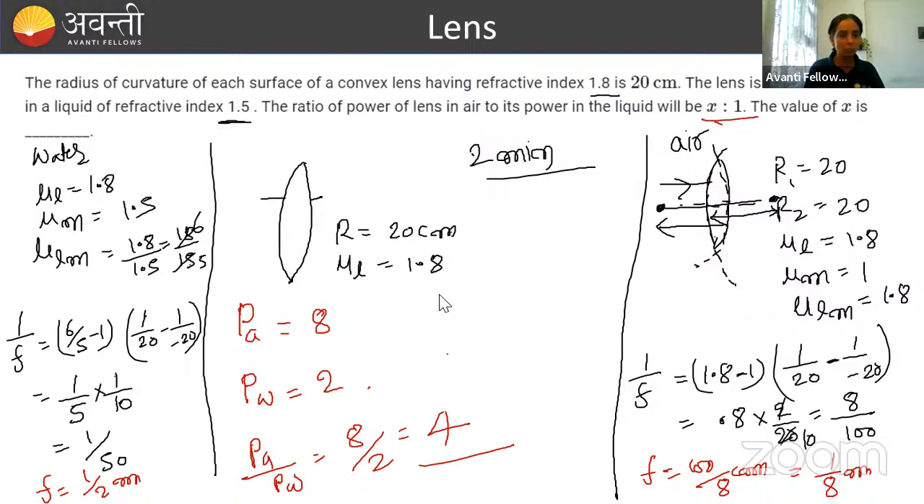So the ratio is what? X is to 1. It means the ratio, how much are you getting? 4 is to 1. So the value of x is how much? 4. So the correct answer will be 4.